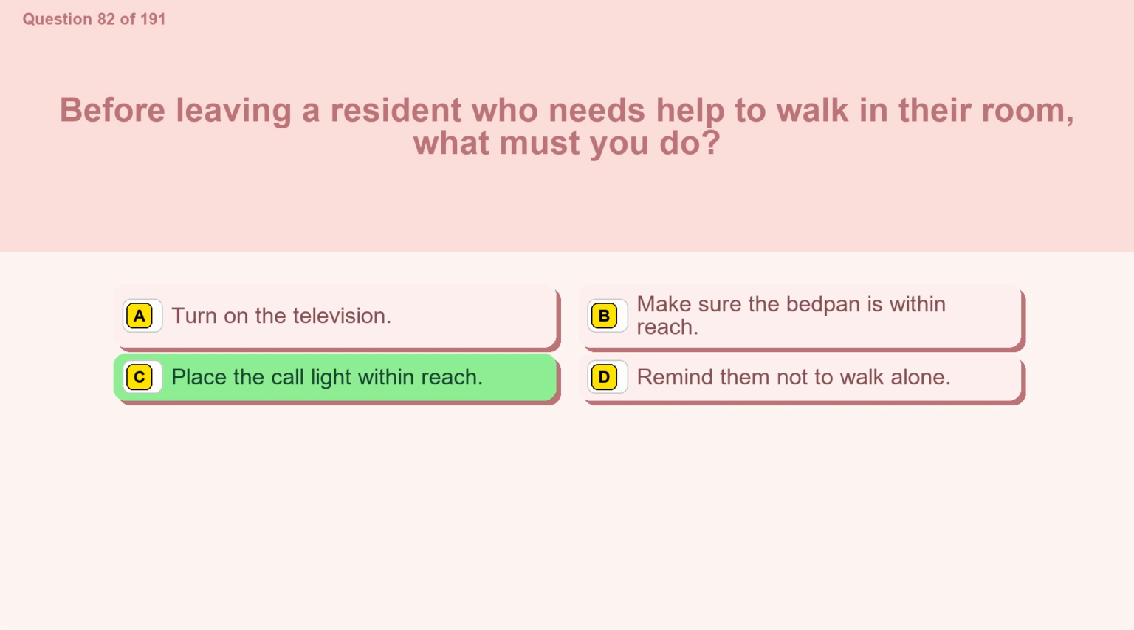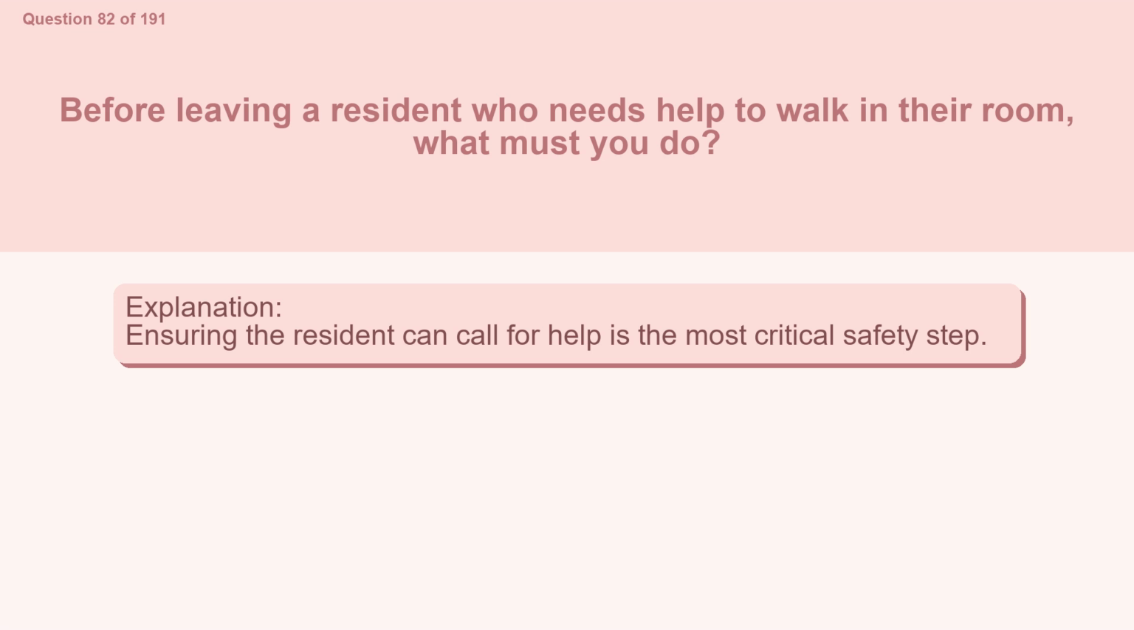The correct answer is option C. Place the call light within reach. Ensuring the resident can call for help is the most critical safety step.